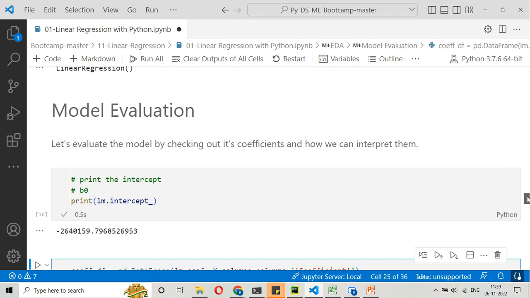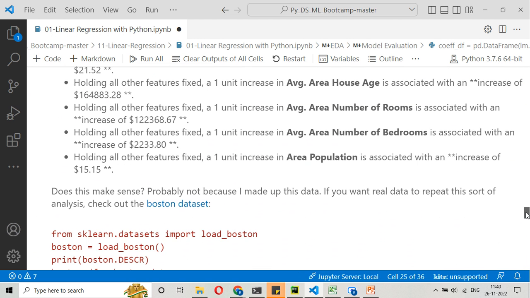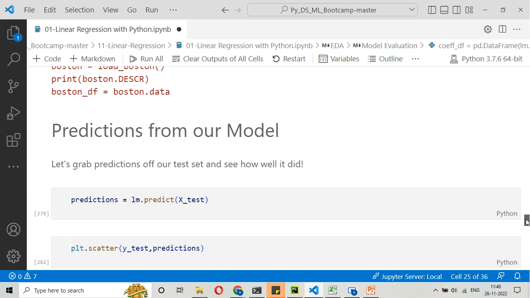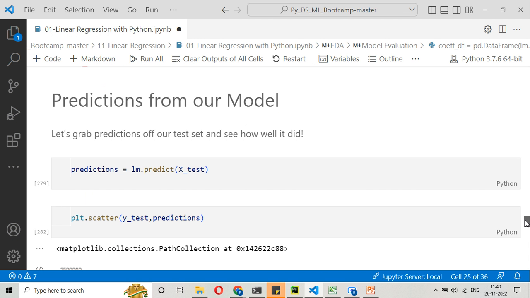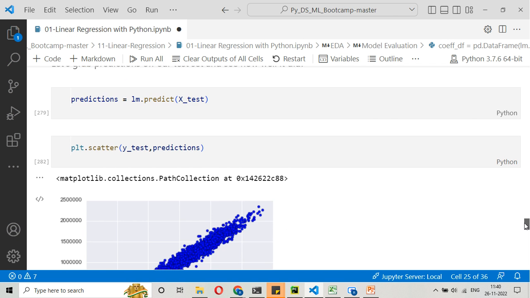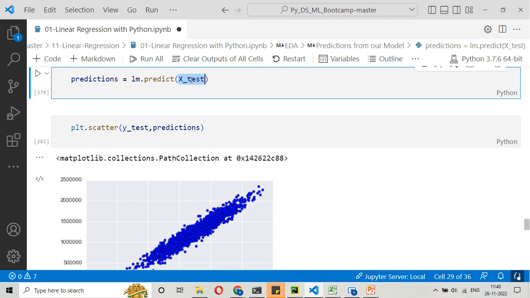And I was saying how to evaluate the model, right? Let's check that also. After that, you can do the prediction and try to plot them. So prediction is nothing but you will call it on X test, right?